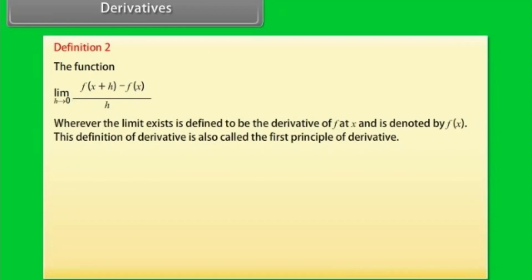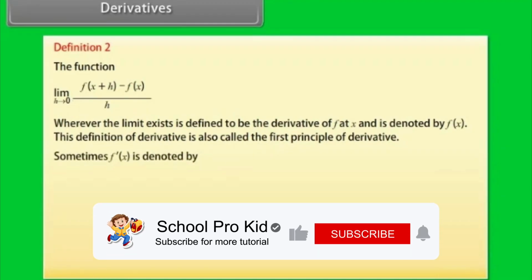Definition 2. The function limit h tends to 0 of [f(x + h) - f(x)] divided by h, wherever the limit exists, is defined to be the derivative of f at x and is denoted by f dash of x. This definition of derivative is also called the first principle of derivative. Sometimes f dash of x is denoted by d by dx of f(x).